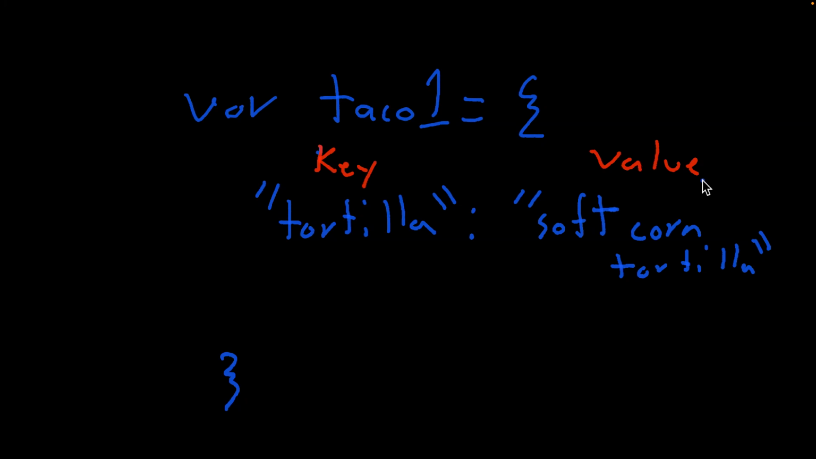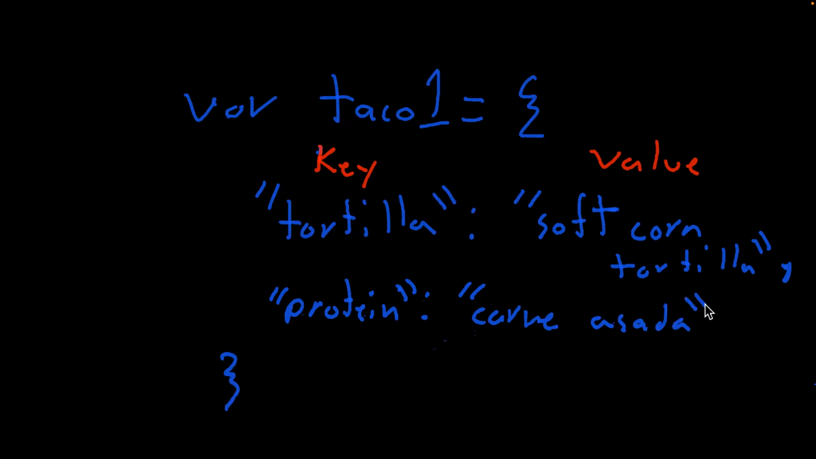Okay, so now, if we want to have more than one key value pair in an object, we'll add a comma and add a new key value pair. So they're separated now by commas. So we'll say protein. What type of protein do we want in our soft taco? We'll say carne asada. So this is, again, the key. And this is the value. And again, if I wanted to add another key value pair, I add another comma and I add to this object.